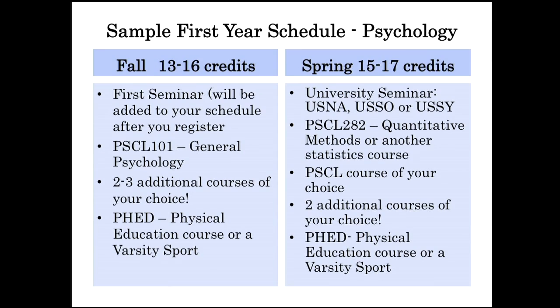Now, one thing to keep in mind is that a lot of students who are interested in a career that requires the pre-medical curriculum often have a major in the social sciences. And so where you see on this sample schedule 2 to 3 additional courses of your choice, if you are trying to fulfill the pre-med curriculum, that will be where you would put your pre-med courses. So there's plenty of room to take the calculus, the biology, the chemistry that you're going to need in that first year for pre-med as well.